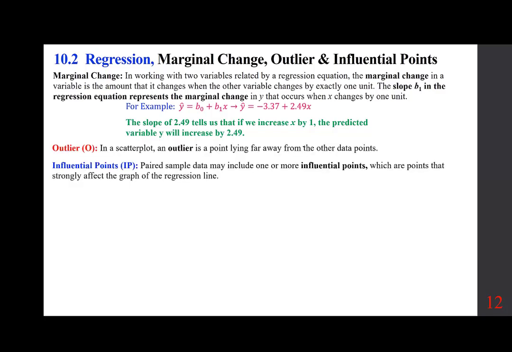Could somebody read this paragraph for us? In a scatter plot, an outlier is a point lying far away from the other data points. Influential points, IP. Paired sample data may include one or more influential points, which are points that strongly affect the graph of the regression line. Thanks, Vito.